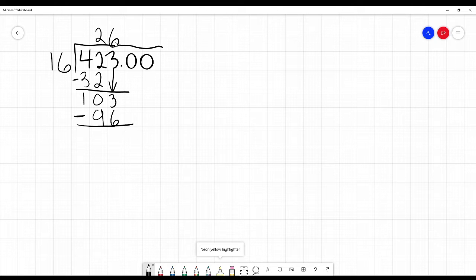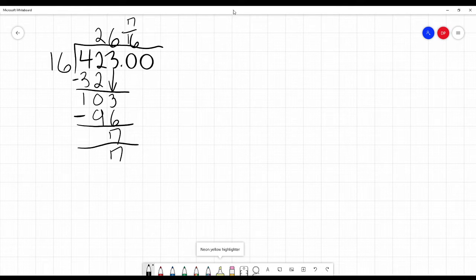This represents 16 going into this number 6 times, because this is in the ones place. So now we multiply 16 times 6 is 96, and then we subtract, and we have 7 left over. Since we have a remainder here, depending on which you need, you could say 26 remainder 7. That's an option. You could say 26 and 7 over 16.